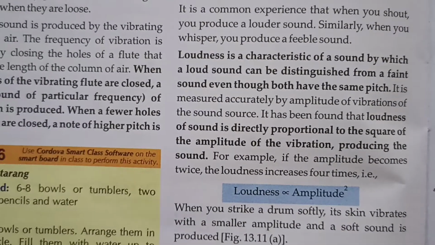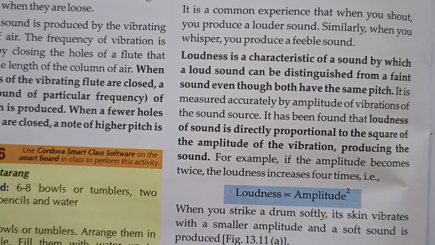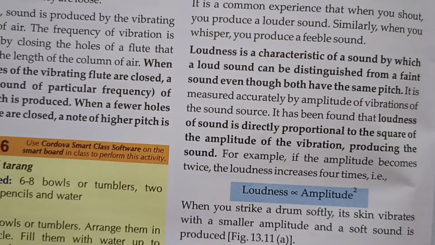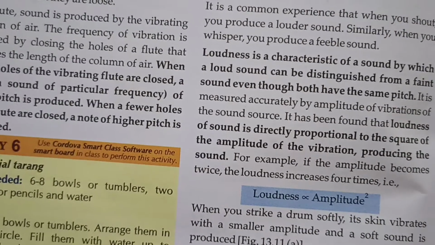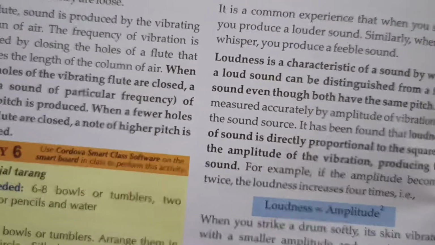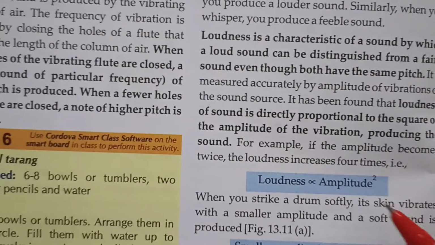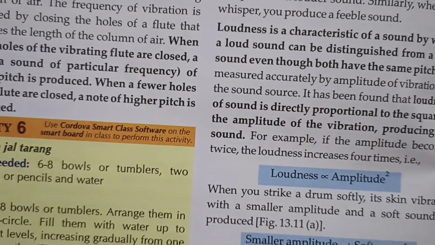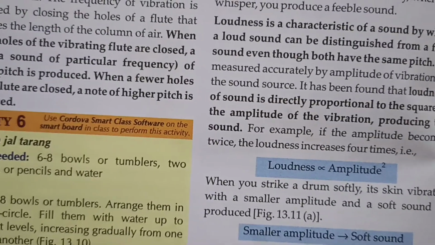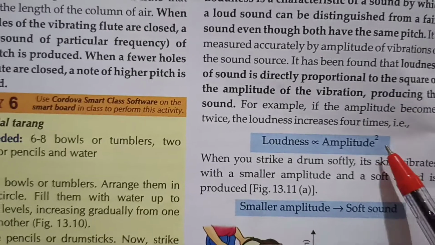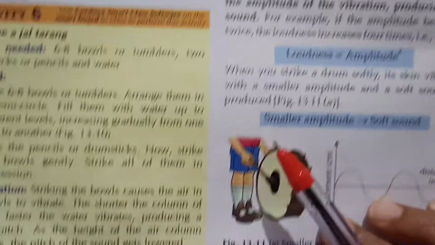It is measured accurately by the amplitude of vibrations of the sound source. It has been found that loudness of sound is directly proportional to the square of the amplitude of vibration producing the sound. So, if the amplitude becomes twice, loudness increases 4 times. So, loudness is proportional to amplitude squared, amplitude power 2.